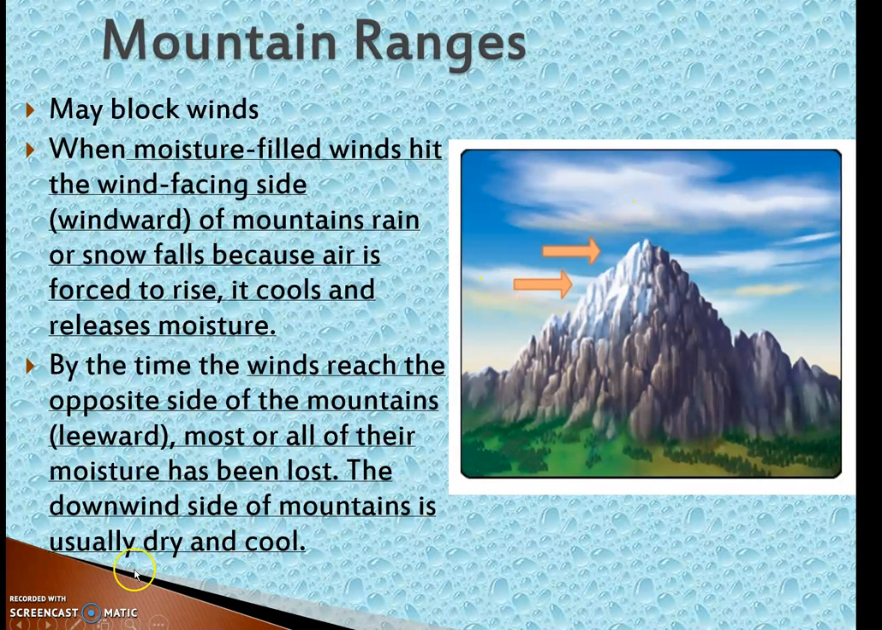As that wind keeps blowing across the mountain range, on the opposite side of the mountain range, over here, the leeward side, all or most of the moisture has been lost. So the leeward side of the mountain is usually dry and cool, whereas the windward side, or the side facing the wind, is usually moist and will be getting a lot of precipitation.